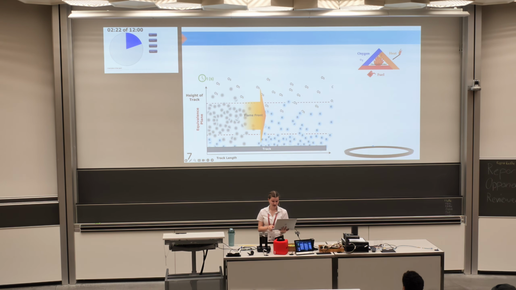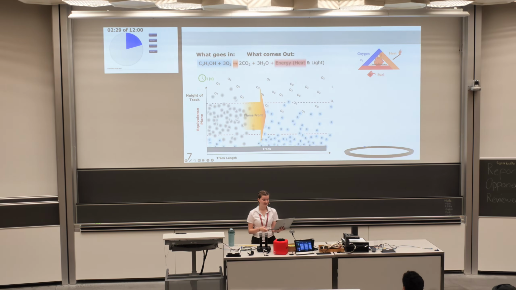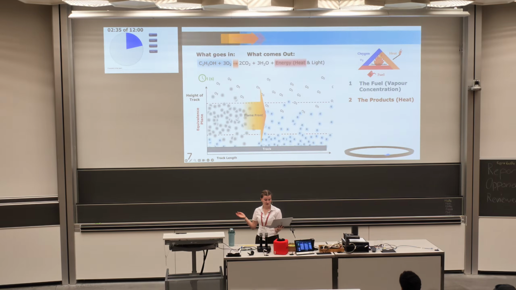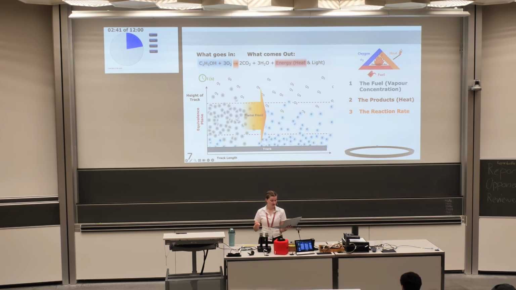As this is a combustion reaction, oxygen and fuel undergo combustion to become CO2, H2O, and energy. There are two systems that dictate the flame's behaviour. Firstly, the reactants, the fuel vapor concentration above the track, and secondly, the thermal energy emitted by the flame during its propagation. And finally, the quantitative model of the reaction rate, as reaction rate is dependent on fuel and temperature.